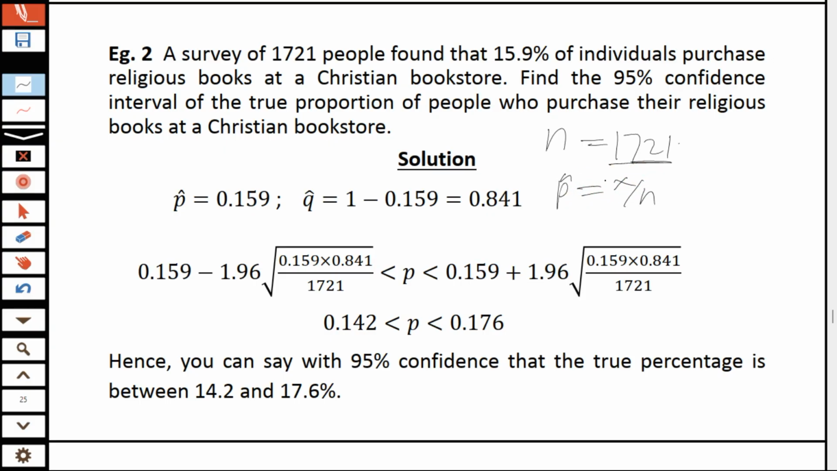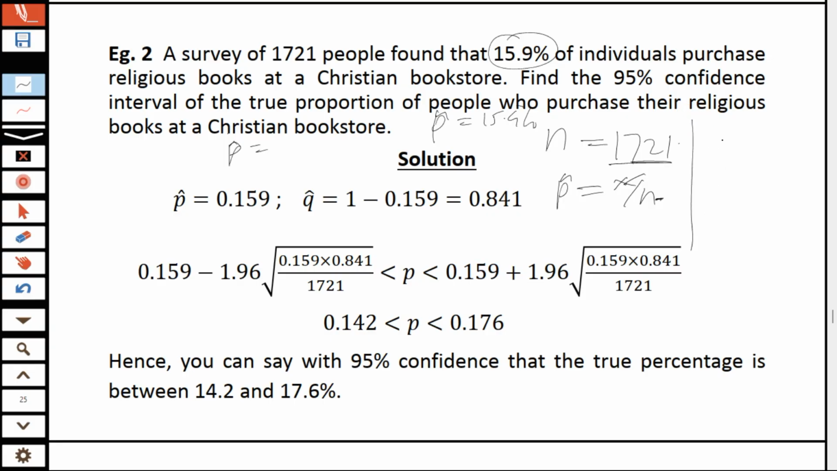But in this question, our x was not given to us, only our n was given to us. But you can see that he has already given us our p hat inside the question. He said a survey of 1,721 people found that 15.9% of individuals purchase religious books. So he has given us the percentage already. So our p hat here is 15.9%.